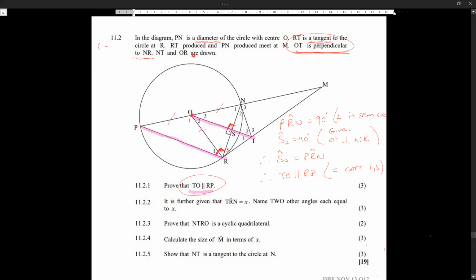Okay, the next question. I'm going to rub that out. I think you can look at it later, but I just want to clear my writing space here. It is further given that TRN is X. Let's quickly mark that. TRN, that's X. Before we go on, we proved these two lines are parallel. Now we can put the parallel lines in there because we've proved it, so we can use it later on. If they tell us that TRN is X, name two other angles equal to X. Go for it. Who can give me two angles?